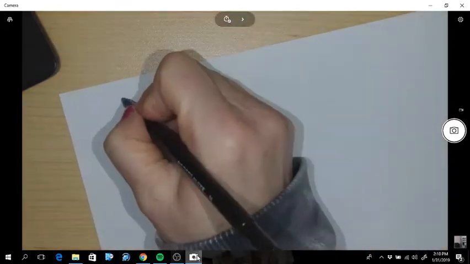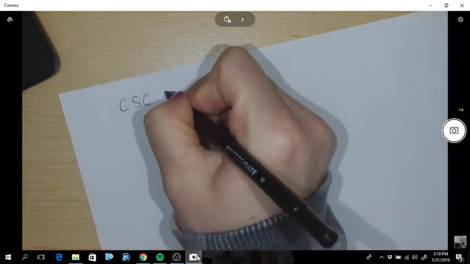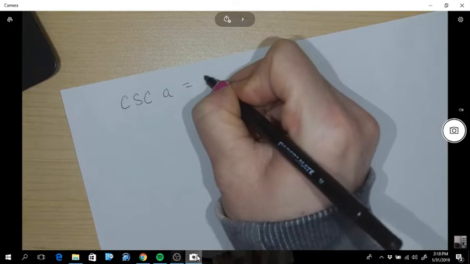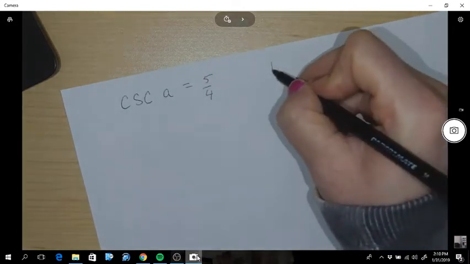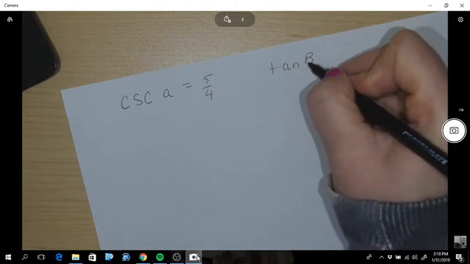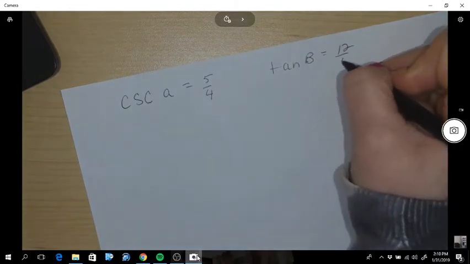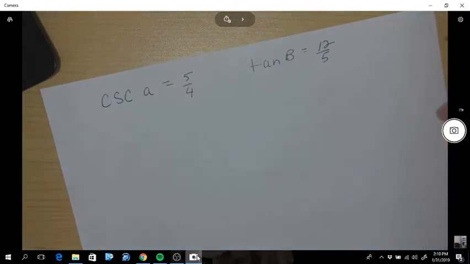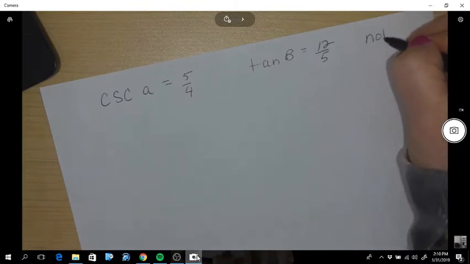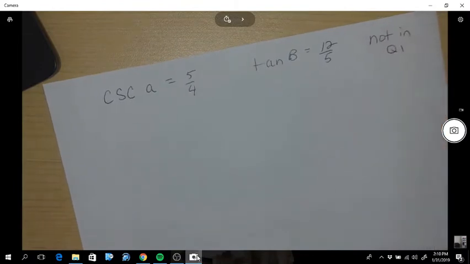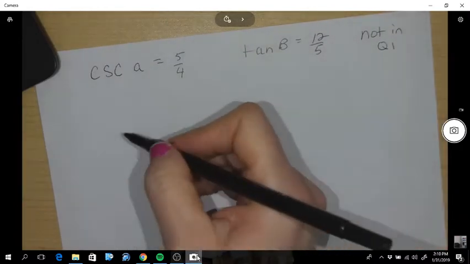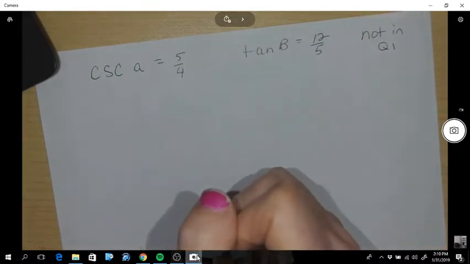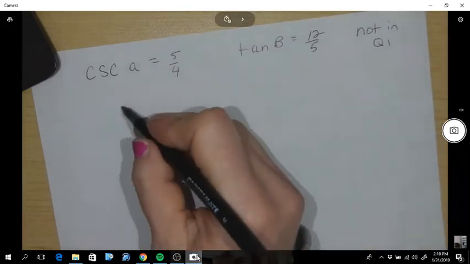Okay, another example. I'm going to tell you the cosecant of A equals 5 over 4, and the tan B equals 12 over 5. And I'm going to tell you not in quadrant 1. Okay, so let's get our XYR stuff going on first.